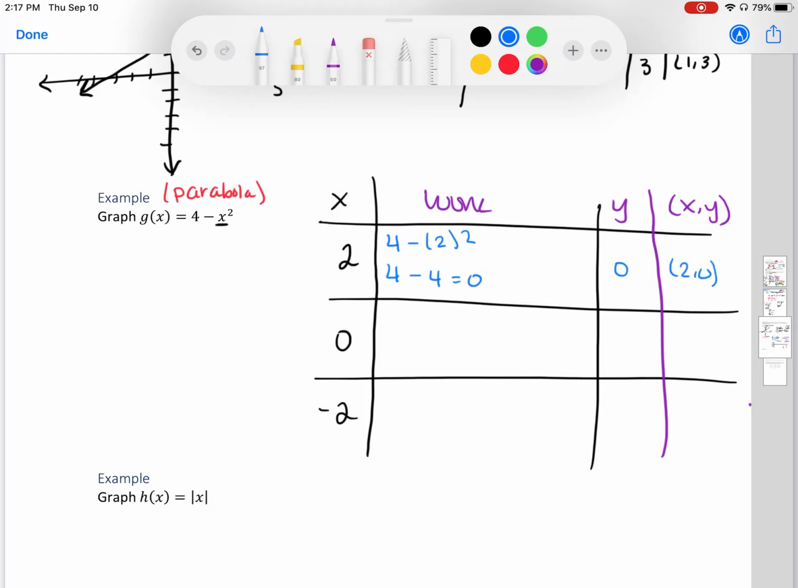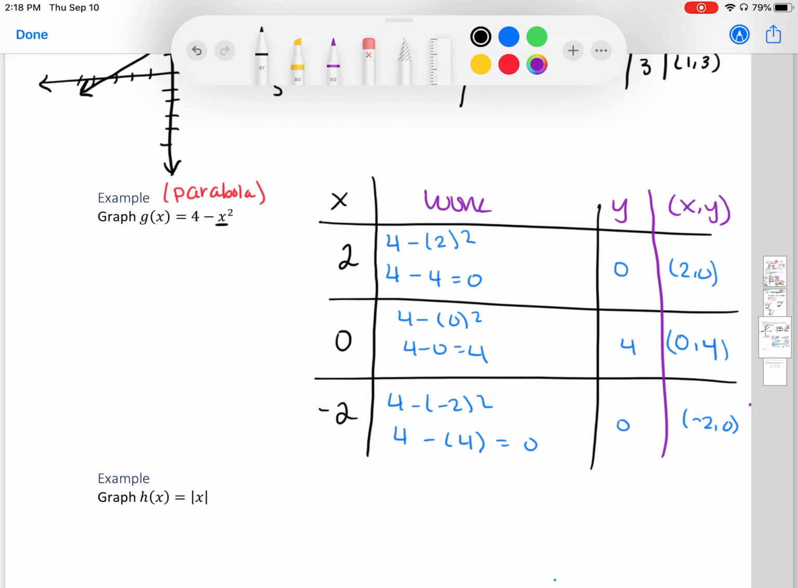Next, if I plug in 0, I have 4 minus 0 squared. 4 minus 0 is just 4. So I have (0, 4). And then if I plug in a negative 2, I have 4 minus negative 2 squared. Negative 2 squared is positive 4, so you get 0. (-2, 0).